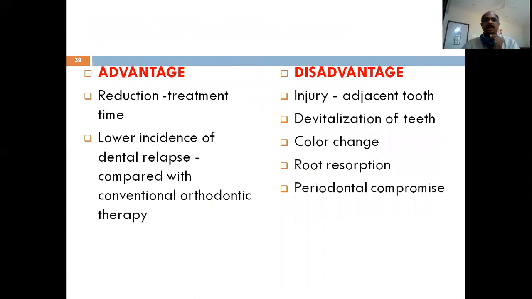And there are a few advantages and disadvantages of single tooth corticotomy. The problem always is that we have to be careful not to damage the adjacent tooth. We have to be careful not to devitalize the tooth, as those teeth can end up with color change or resorption of the roots. That is to be prevented. The advantage is the time taken; you don't have to go through major surgery. There is also a lower incidence of relapse compared with conventional orthodontic therapy.